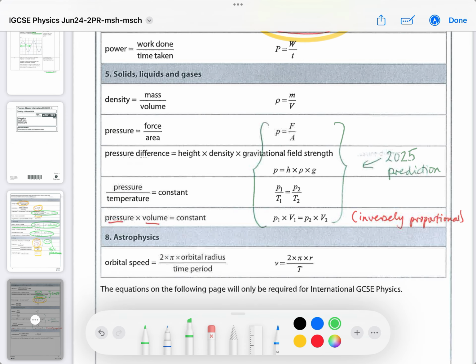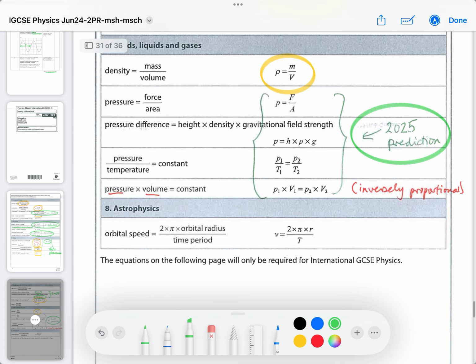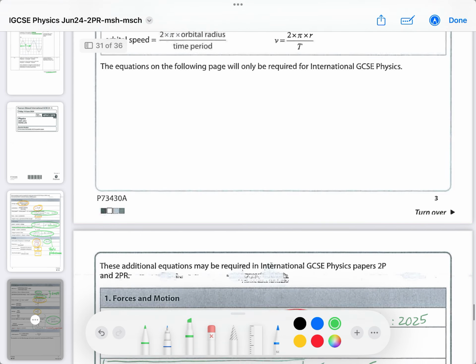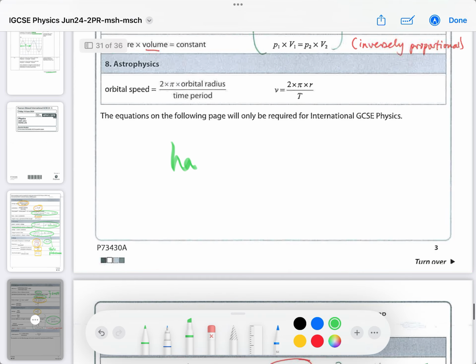I think they did a density question in paper 1. But this is my big prediction, is they're going to ask something about pressure. They could ask you any of these equations, so you need to make sure you revise those. And then finally, half-life.